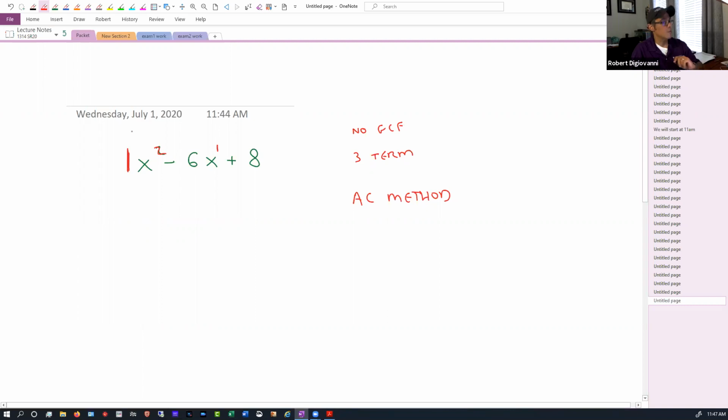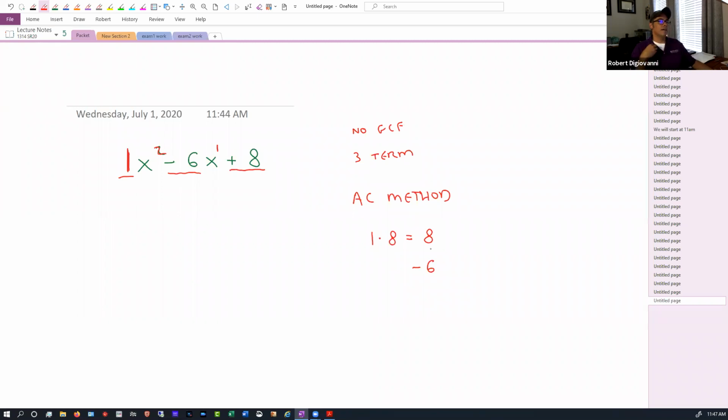So what you do is you look at the number in front of the x squared, the coefficient, 1. And then you also look at the number back here by itself, and that's positive 8. So we have the number 1 and the number positive 8, and you're going to multiply them together. 1 times 8 gives you 8. Then you look at the coefficient on the middle term, and that's negative 6. And we're just going to write that down.